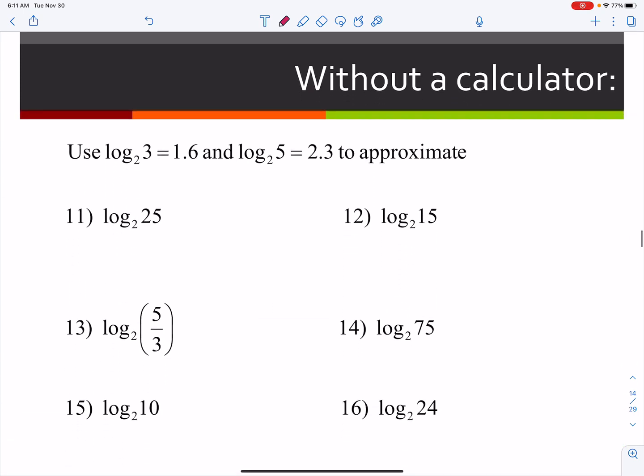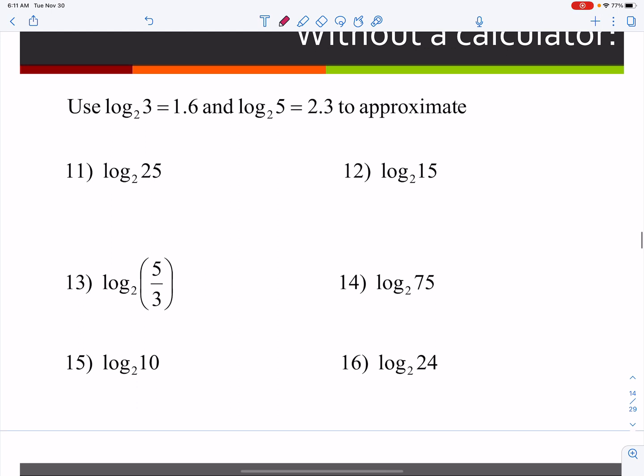All right. So without a calculator, approximate these. And I kind of did this. I did quite a few of them because again, I think this was the day Mr. Brewer was here, and I think that was confusing.